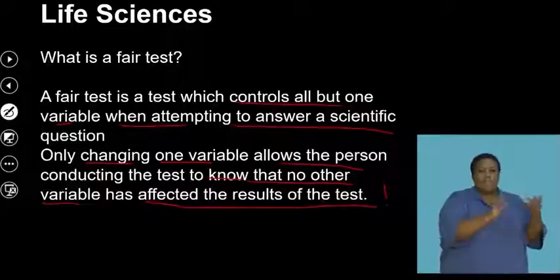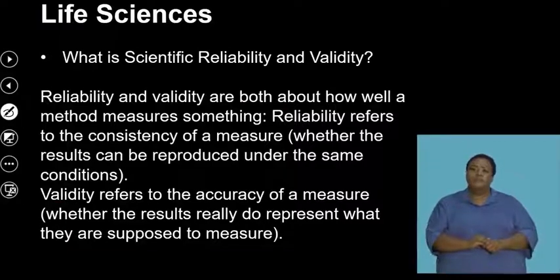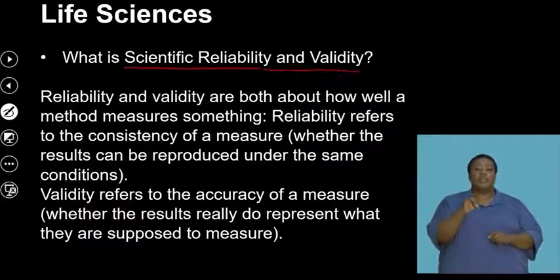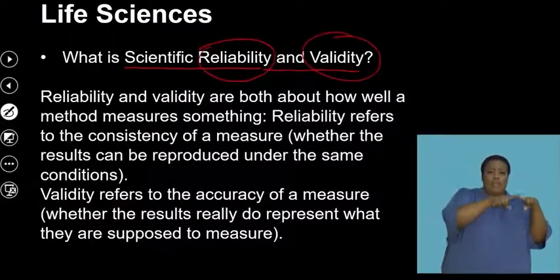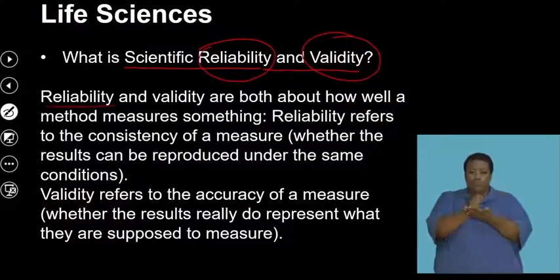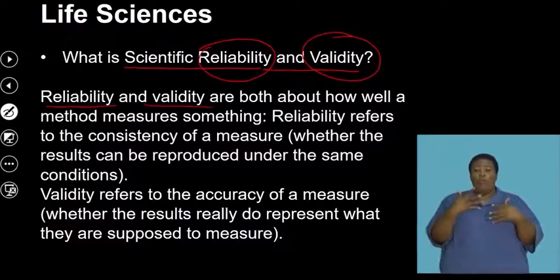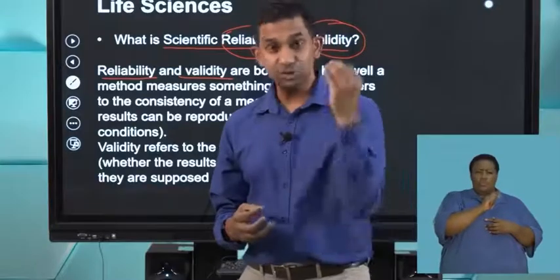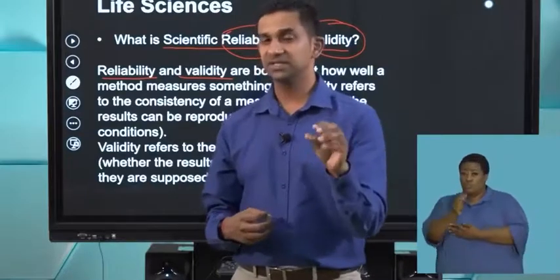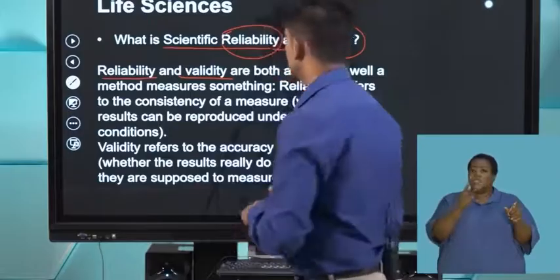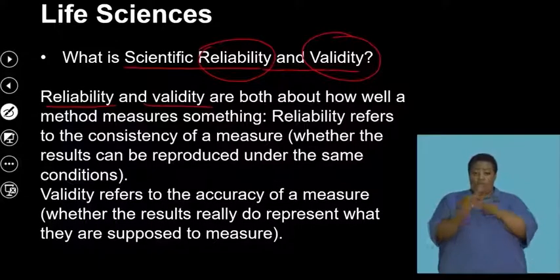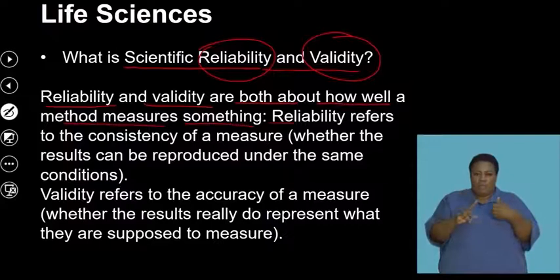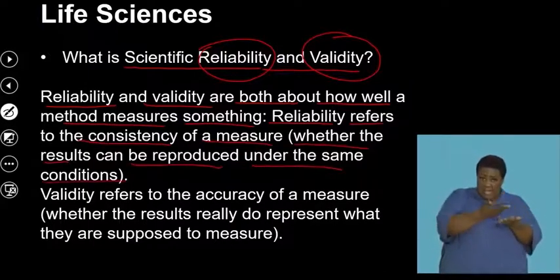Okay, cool. So those will talk to what we refer to as the reliability and the validity of an experiment. So we often refer to things as being reliable or that they're valid. Reliable means you can count on. Valid means it's true, it's accurate. So let's look at these terms in the context of scientific methodology. Reliability and validity are both about how well a method measures something. So let's look at reliability. It refers to the consistency of a measure, whether the results can be reproduced under the same conditions.